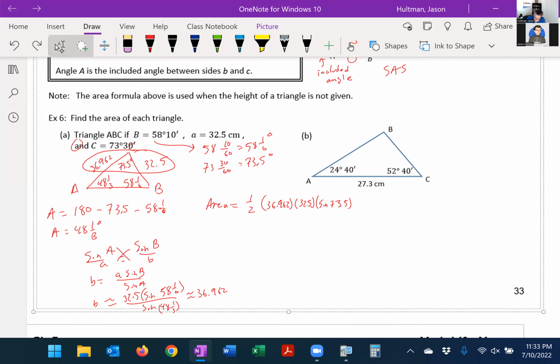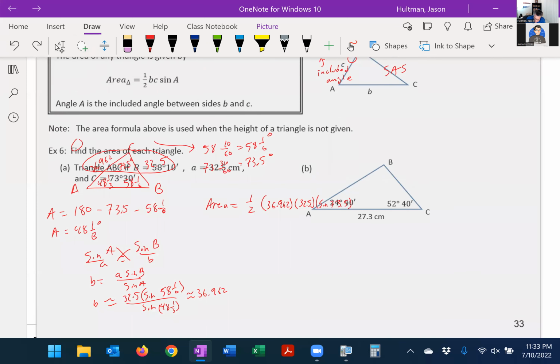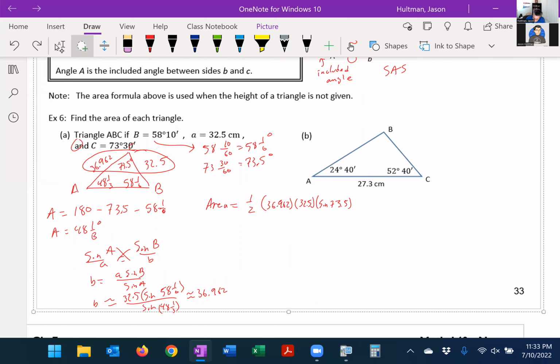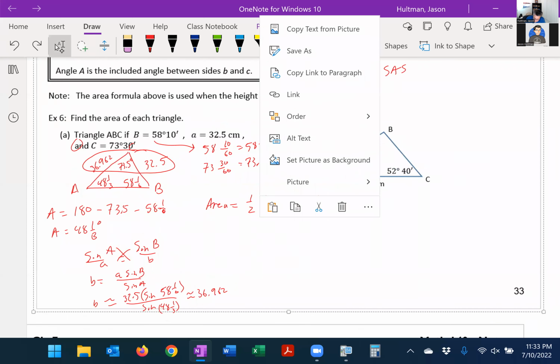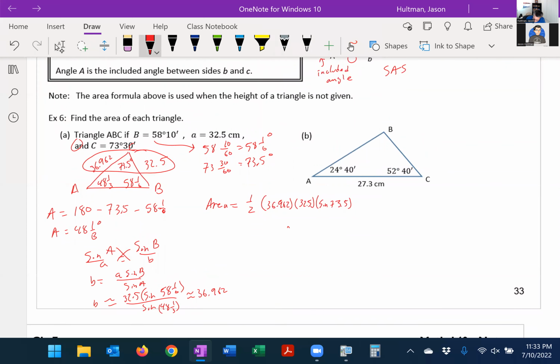Just resize for me. It's not going to work. Nope.